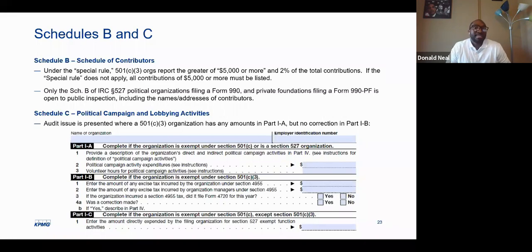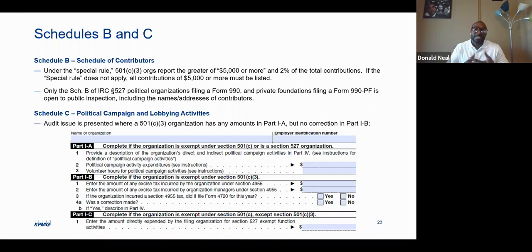So as we get to the Schedule B and C, Schedule B is just your schedule of contributors. So as I mentioned, there is a special rule. So typically, let's say you get a lot of grants that are greater than $5,000, and I've seen some clients have north of 30 to 50 organizations that gave more than $5,000. What they typically do is they check a box that basically says it's the greater of $5,000 or more, or it's 2% of our total contributions. So then they do this special test where they look at 2% of the total contributions, and whatever amount is over that to meet that particular test, they only report it over that particular amount.